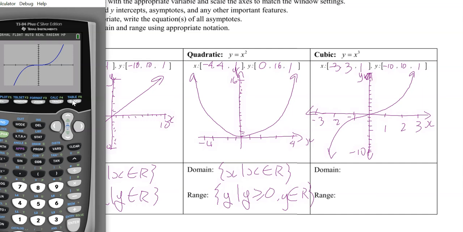So there's my x-axis, there's my y-axis. I'm going from -3 to 3. I've indicated that up here in the window. Going from -10 to 10, that's also indicated.